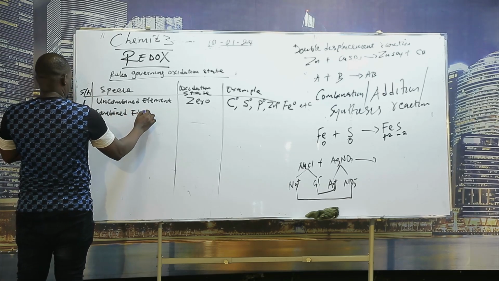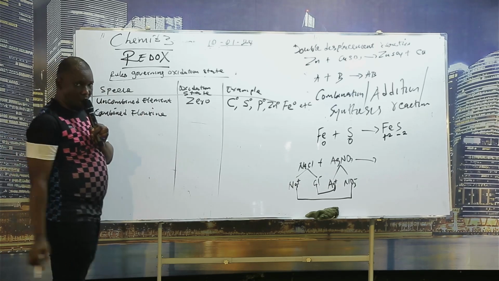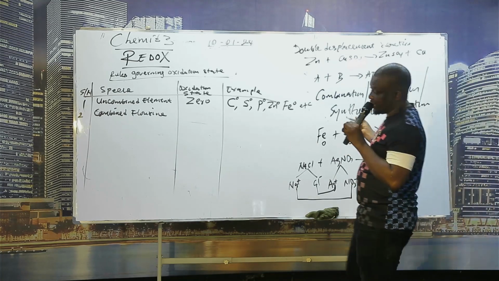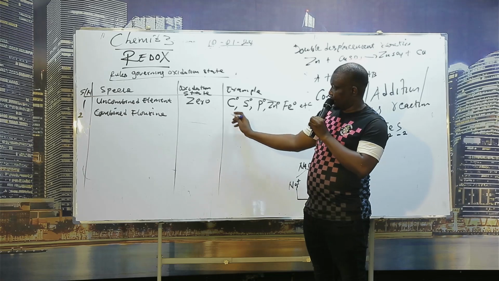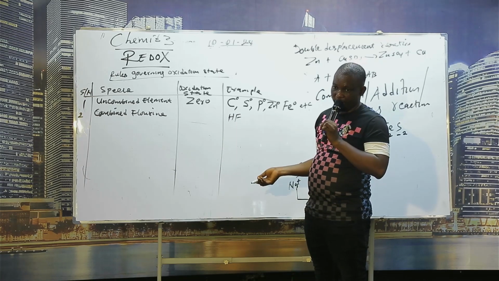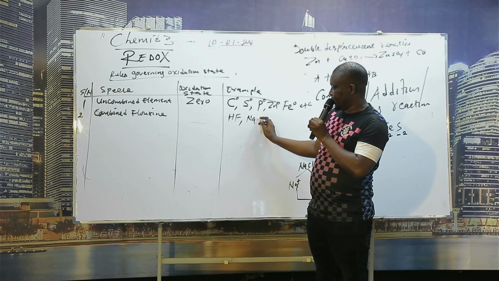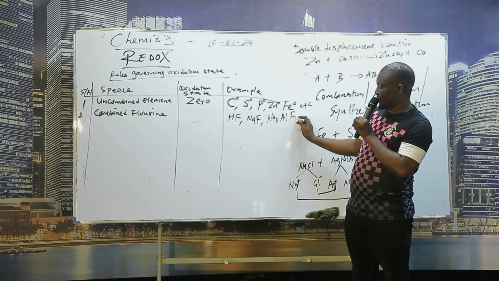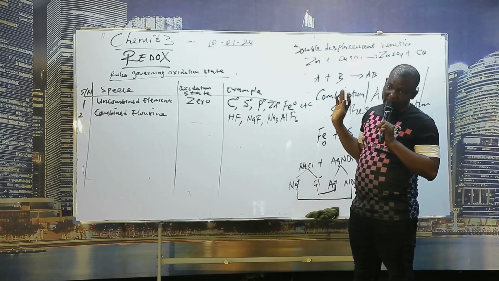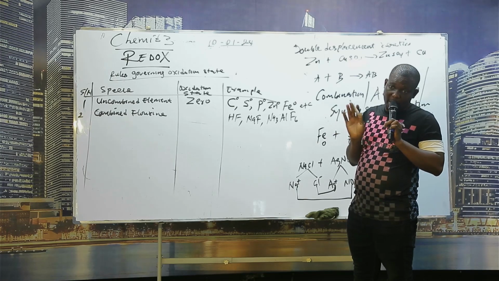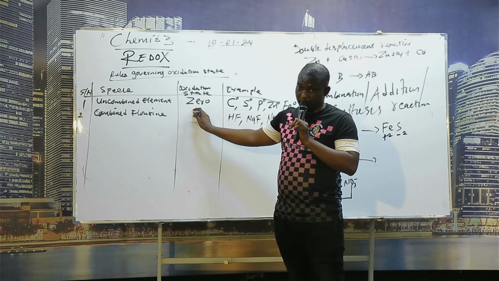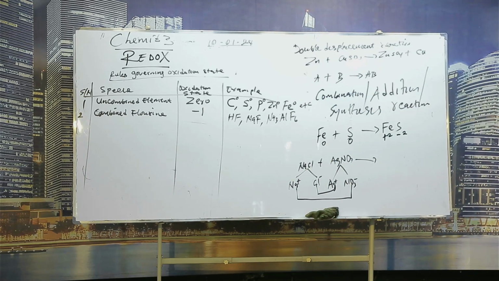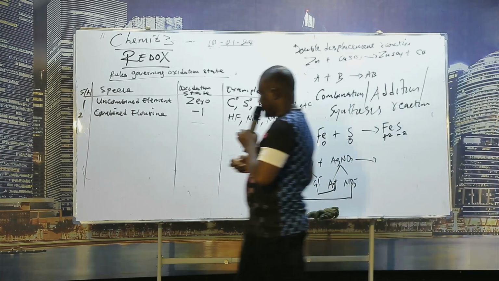Rule number 2: combined fluorine. What will be the oxidation number of combined fluorine? Whenever you see fluorine combined together with other elements, like in HF, or NaF, or Na3AlF6, whenever it is combined in any compound, not when it's uncombined, it will be -1. Take note. Rule number 2.